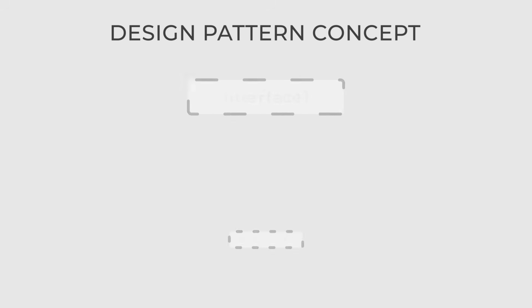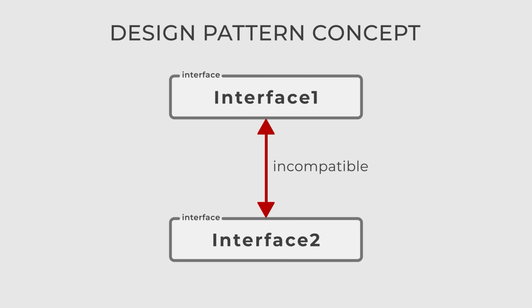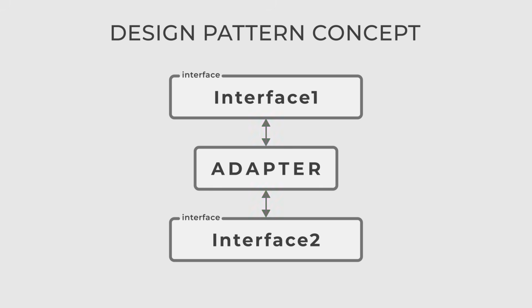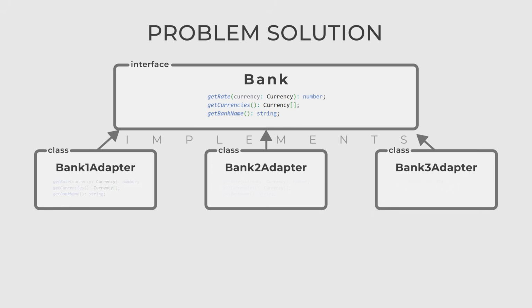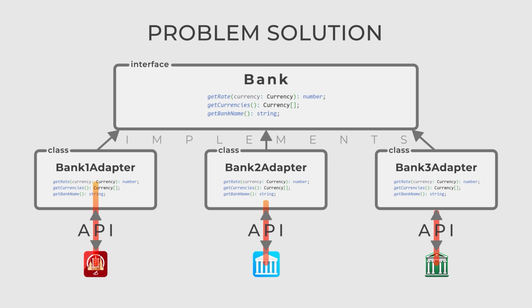The adapter is a structural design pattern that allows objects with incompatible interfaces to work together by providing a bridge between them. It acts as a translator, allowing two classes with different interfaces to communicate and collaborate seamlessly. First, let's create the bank interface. Here, we have methods getRate, getCurrencies, getBankName, and so on. Next, we will create an adapter class for each bank we need, and call them Bank1 adapter, Bank2 adapter, and Bank3 adapter. Each of these adapters must work with its bank and convert its incompatible interfaces to our unified interface.